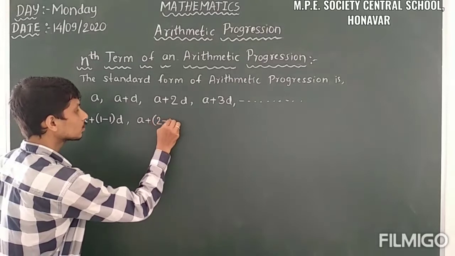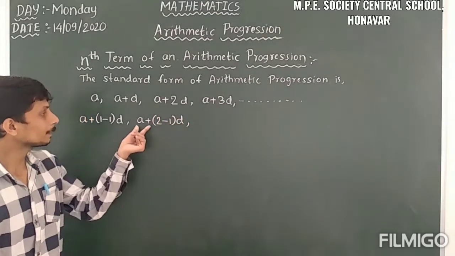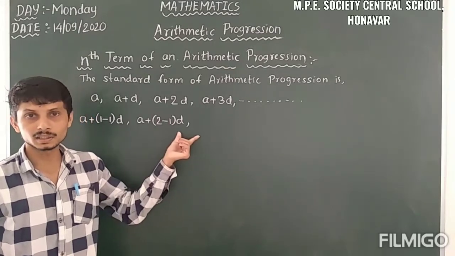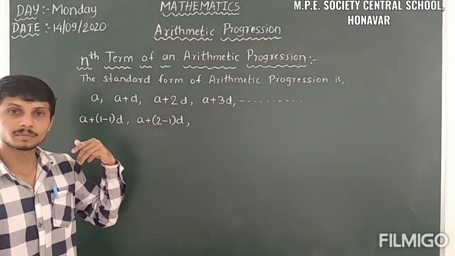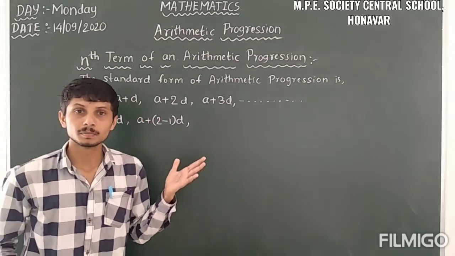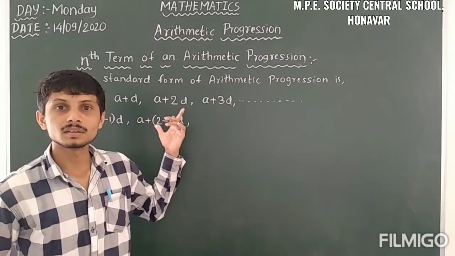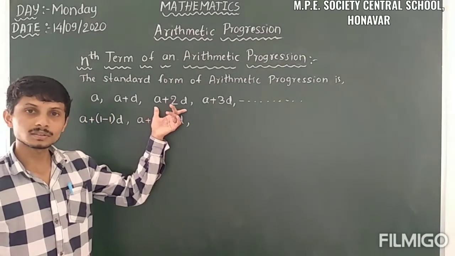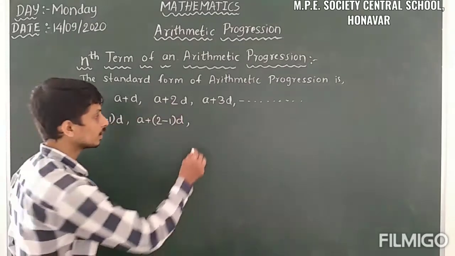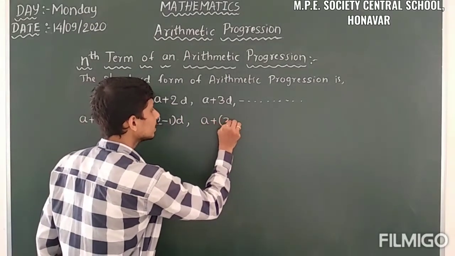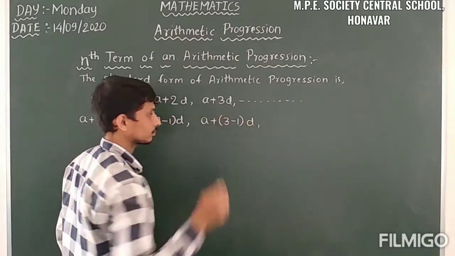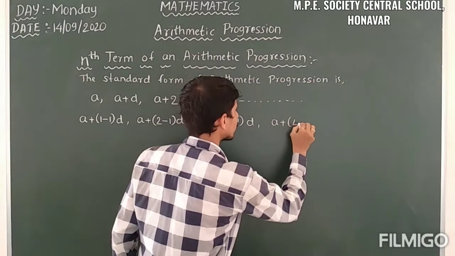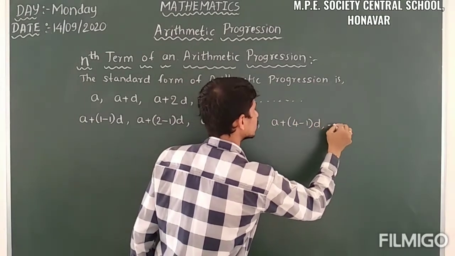So 2 minus 1 into d. Yes, a plus 2 minus 1 into d means a plus 1 into d, which is a plus d only. So the value of the expression is not disturbed. Then the third term, a plus 2d, I will write as a plus 3 minus 1 into d. Then a plus 3d as a plus 4 minus 1 into d, and so on.